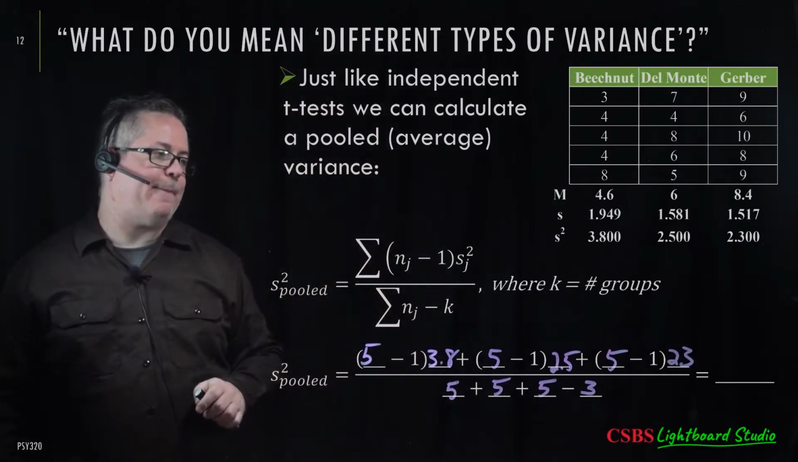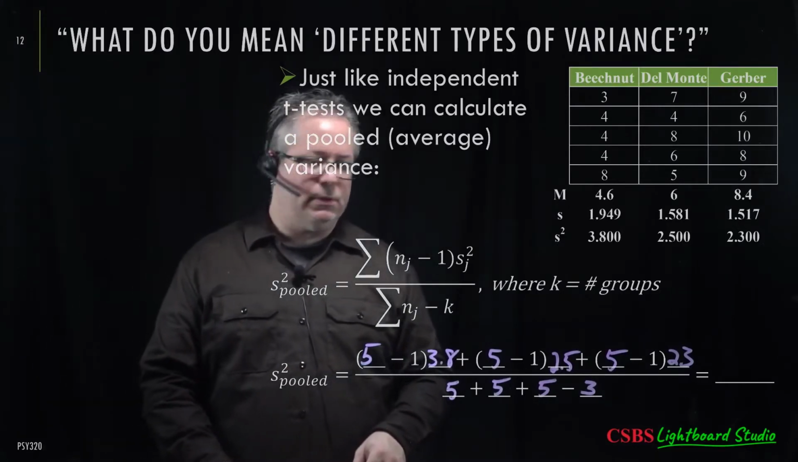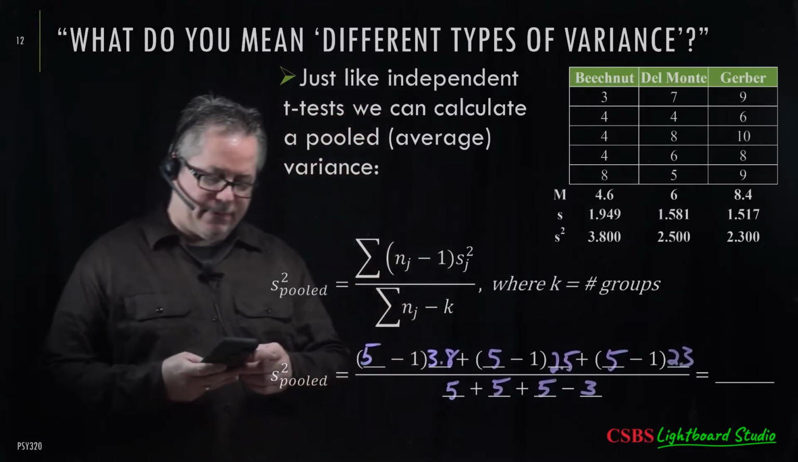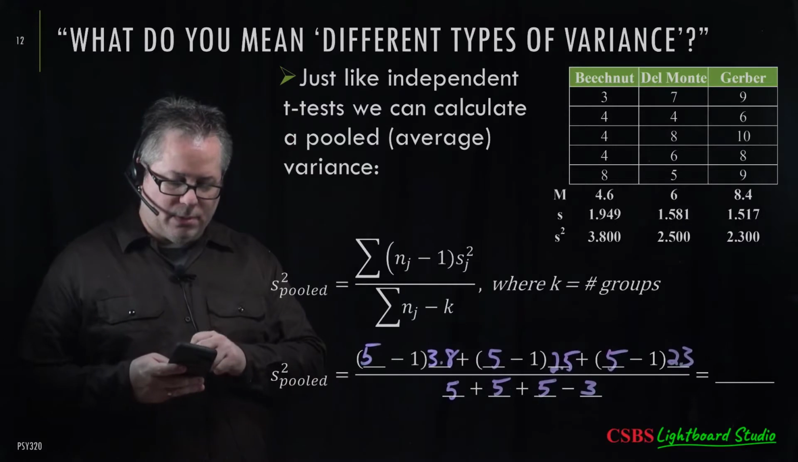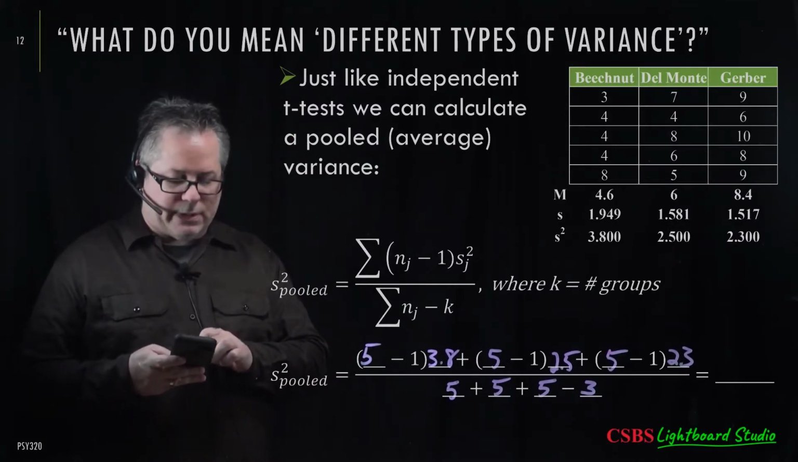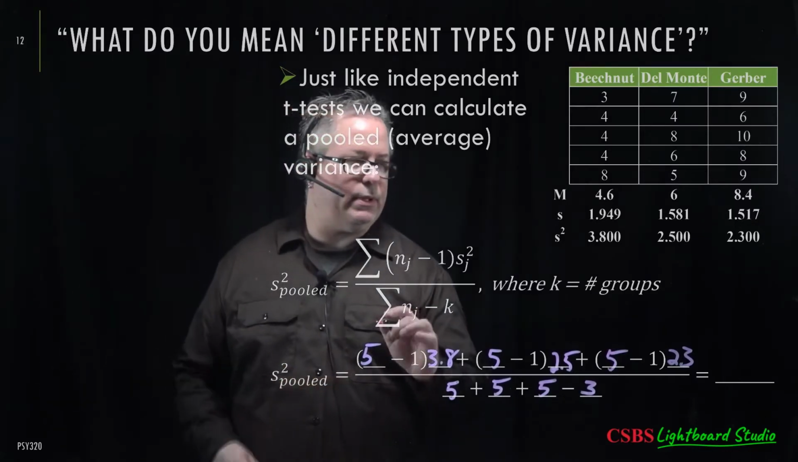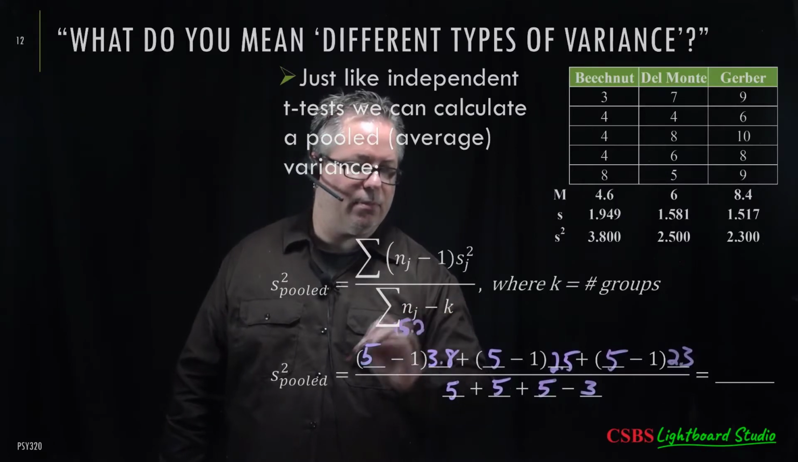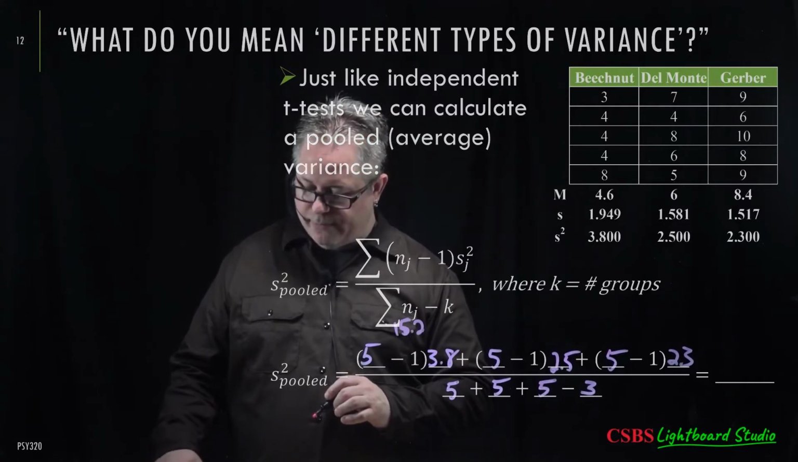All right. So now we can work this out. My calculator. So 5 minus 1, so 4. 4 times 3.8. So this part here is 15.2. 4 times 2.5.